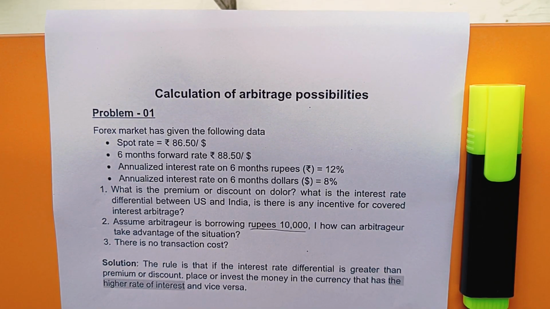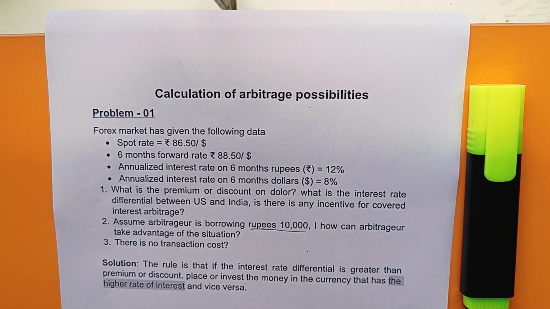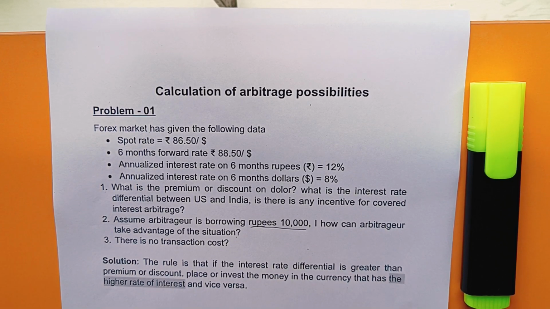Take for example, there are two markets, the Mandya market and the Bangalore market, and the price of tomato is 80 rupees in Mandya and 100 rupees in Bangalore. Being a seller or a buyer, what will we do? We will buy in the Mandya market for 80 rupees and we will sell in the Bangalore market.